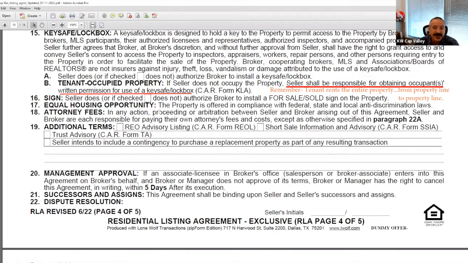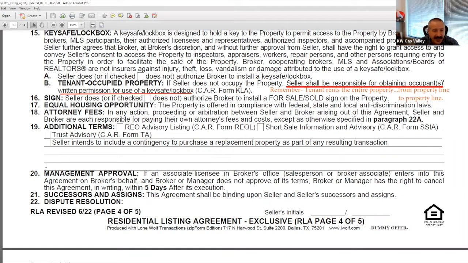Equal housing opportunity. We've already talked ad nauseum about fair housing and all that good stuff. Attorney's fees. What this says is, in any action between the seller and broker that arises from this agreement, each is responsible for paying their own attorney's fees and costs, except as otherwise specified in 22A, and we'll talk about that in a second.